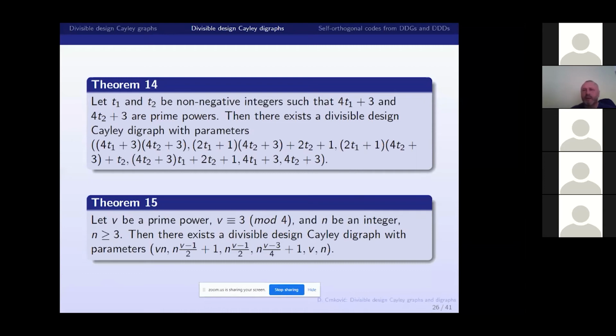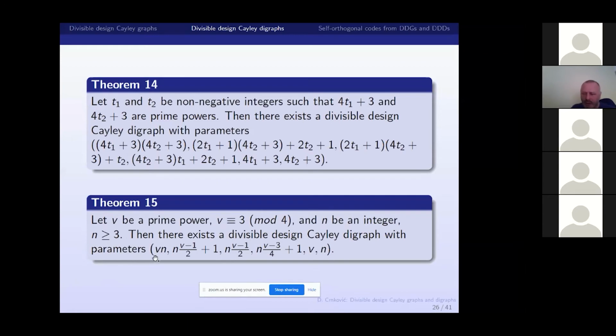So again, in this case we have two Cayley designs, and then combining this design in some way, or their incidence matrices, we get the divisible design, which appears to be Cayley. And I'll just mention one more construction. If V is a prime power, also congruent to 3 modulo 4, and n is an integer greater or equal to 3, then there exists the divisible design Cayley digraph with these parameters.